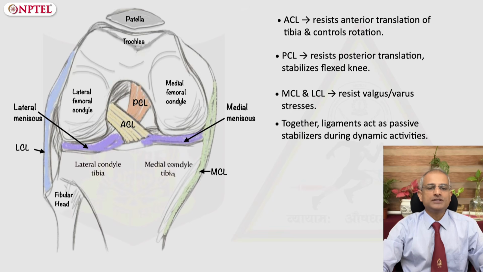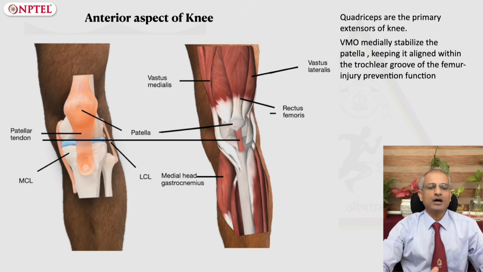In addition to these ligaments, the knee stability and function rely heavily on surrounding muscles. So now, let's see the arrangement of various muscles around the knee.